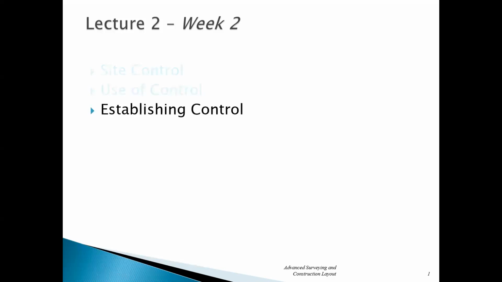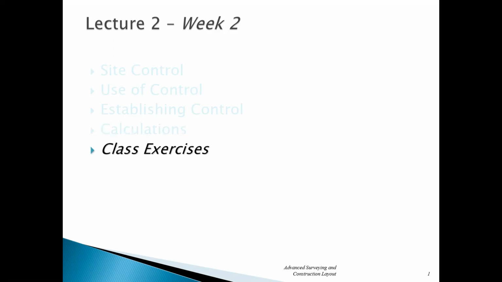What we've been talking about was establishing control. So that's what this traverse process is that we're going through all that math for, okay? So the calculations, we started that last week. We're going to finish that this week, and I'll give you some more homework problems to work on. And then we're going to go out and do that class exercise next Thursday, okay?